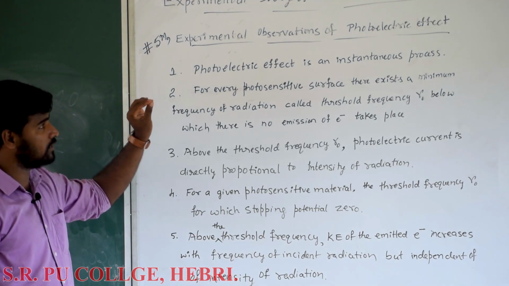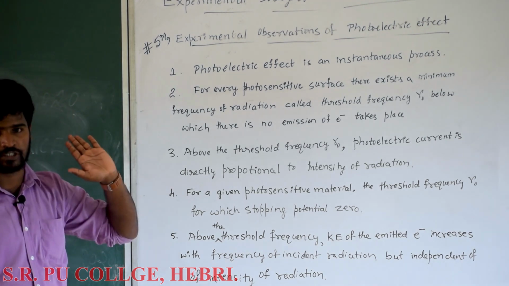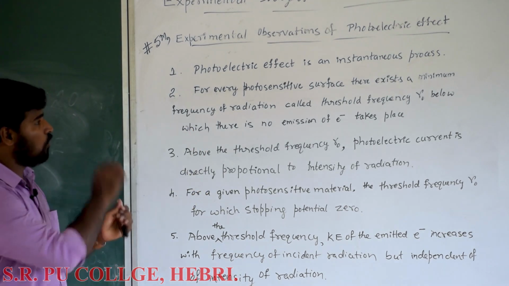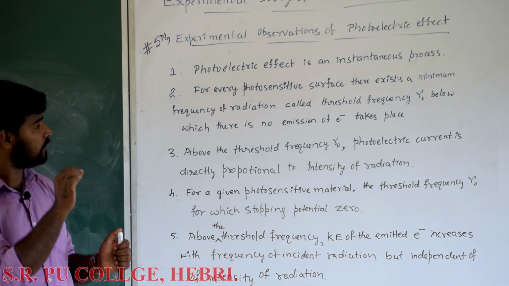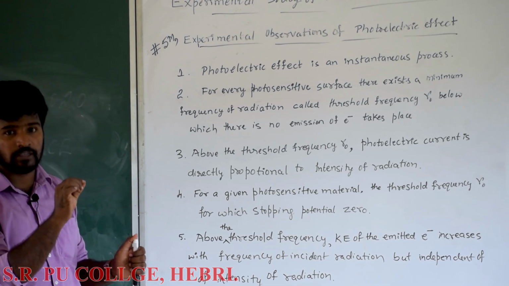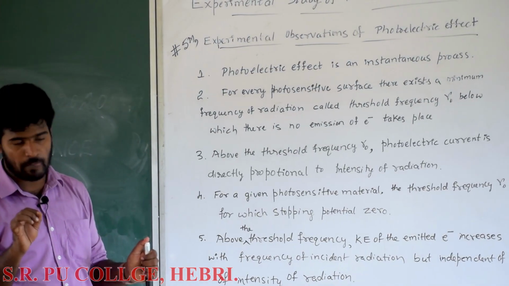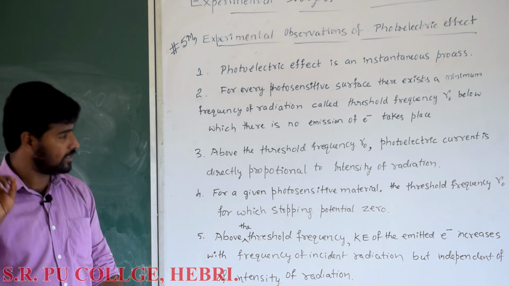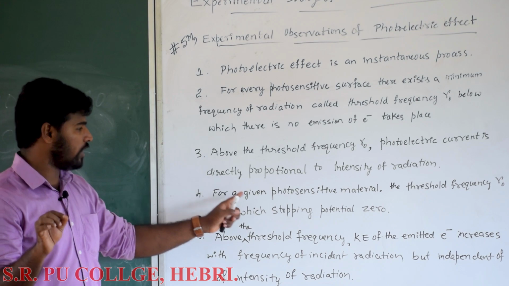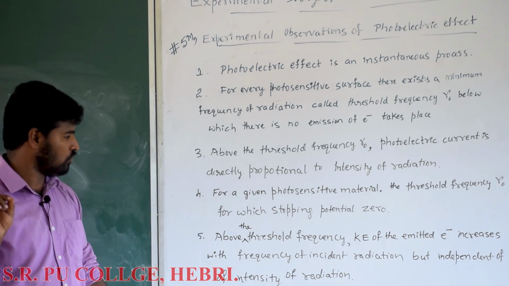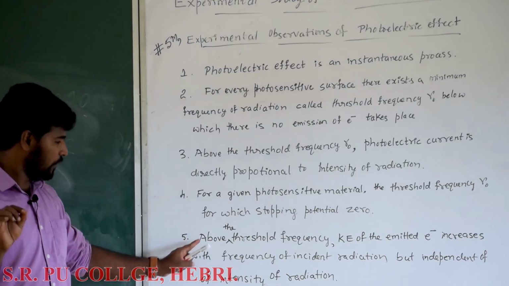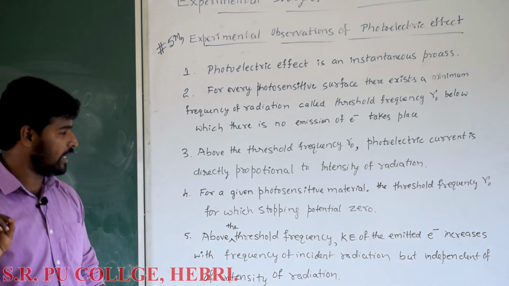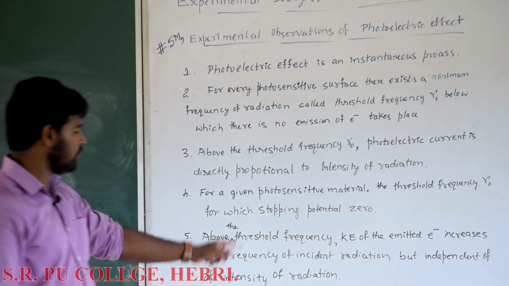Write the experimental results or observations of the photoelectric effect. I repeat, the first one: the photoelectric effect is an instantaneous process. The second one: for every photosensitive surface, there exists a minimum frequency of radiation called the threshold frequency, below which no emission of electrons takes place. The third one: above the threshold frequency mu naught, photoelectric current is directly proportional to the intensity of radiation. The fourth one: for a given photosensitive material, there is a threshold frequency mu naught for which the stopping potential is 0. Fifth one: above the threshold frequency, the kinetic energy of the emitted electron increases with the frequency of incident radiation, but very important, it is independent of the intensity of radiation.